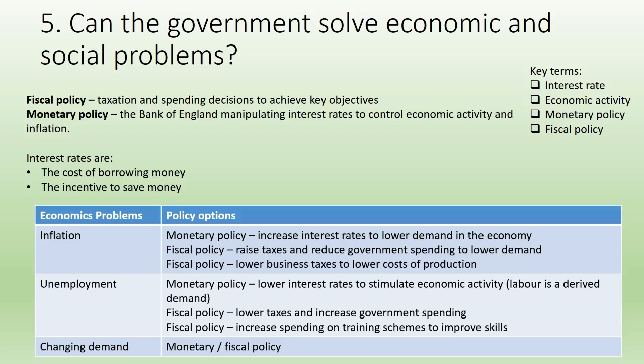Unemployment, monetary policy again. If you reduce interest rates, it stimulates economic activity. Remember we said labour is what we call a derived demand. The demand for workers is derived from the demand for goods and services. So if the demand for goods goes up, that means the demand for workers goes up, and vice versa. So low interest rates means it's cheaper to borrow and the incentive to save is less. This means there's more borrowing and spending and there's less people saving money, which by definition means more likely to be spending. Changing demand, again, you can use monetary and fiscal policy for that.